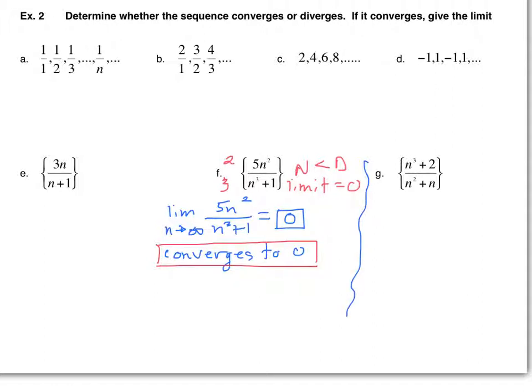Then look at the last one on this first page, G. What is the degree of the numerator? 3. And the degree of the denominator? 2. So this time the degree of the numerator is greater than the degree of the denominator. So when this happens, the limit is equal to infinity. The horizontal asymptote rule for this one was that there was no horizontal asymptote, but there might have been a slant asymptote.